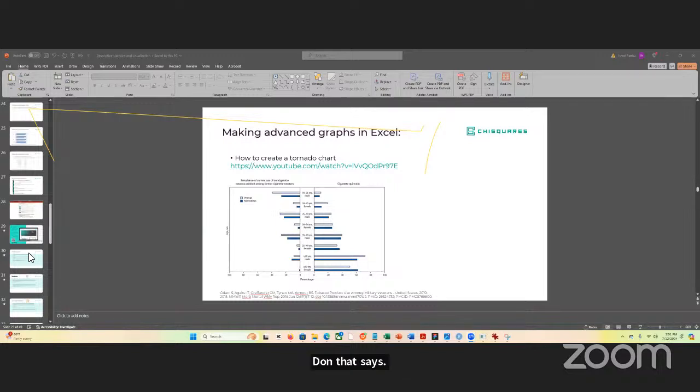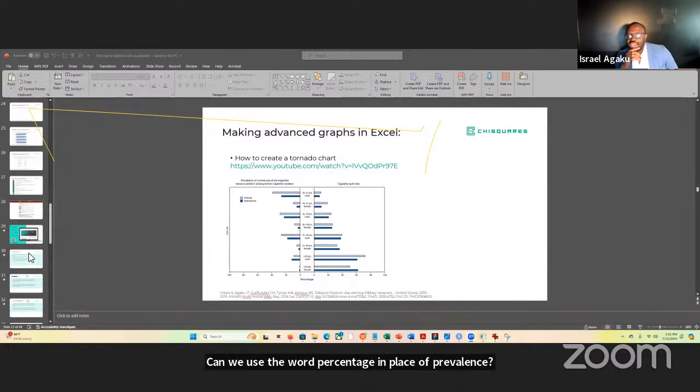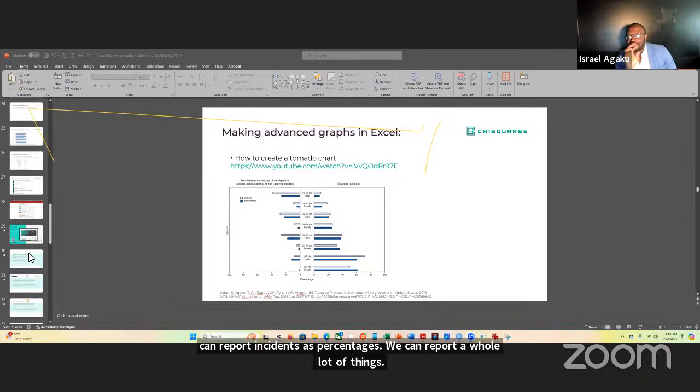Can we use the word percentage in place of prevalence? Yeah, you can use it, but every prevalence is a percentage, but not every percentage is a prevalence. We can report incidents as percentages. We can report a whole lot of things as percentages. So saying percentage is great, but it's not.